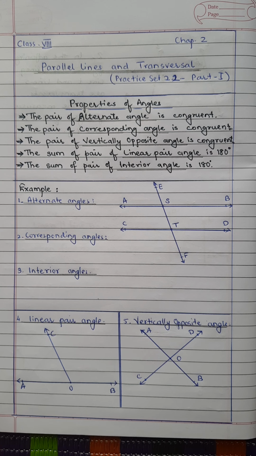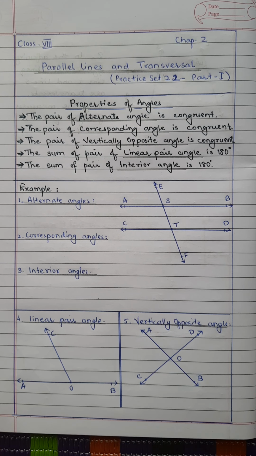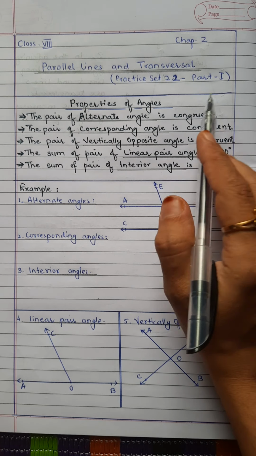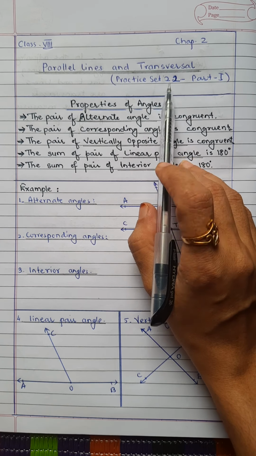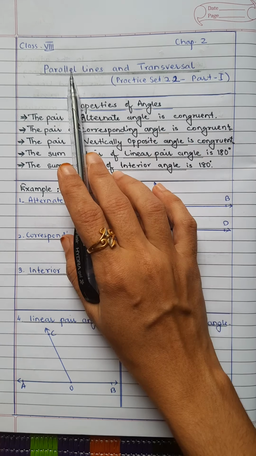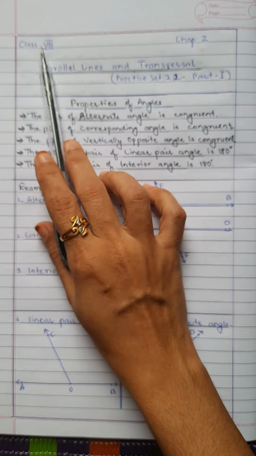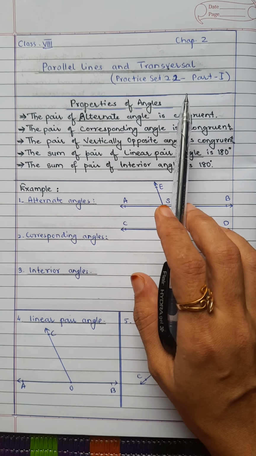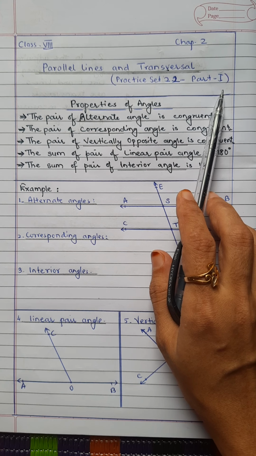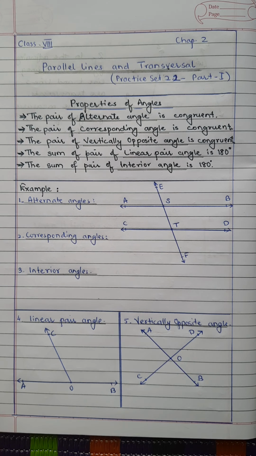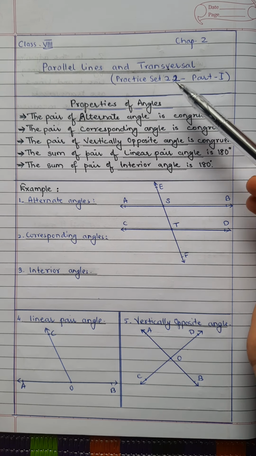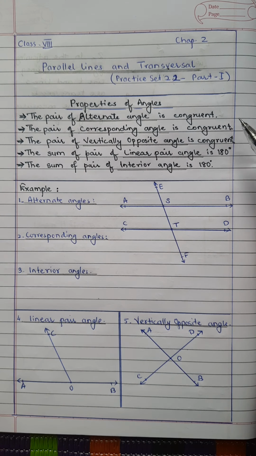In the previous video, we already went through exercise 2.1 of chapter 1 for class 8. Now in this video, we'll start with 2.2 of chapter 2, parallel lines and transversal, for class 8. We have divided this into two parts, so we'll go for part 1 first. Before we go for the solution of 2.2, we have to go over some properties of angles.